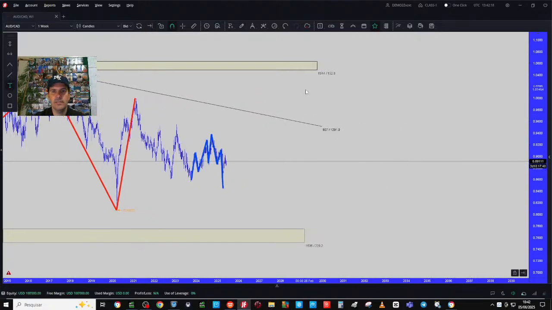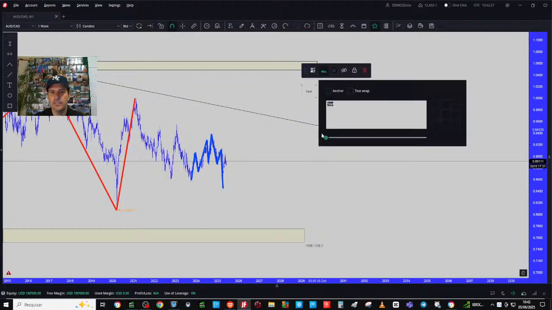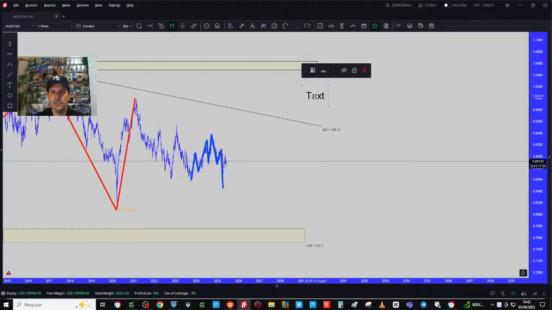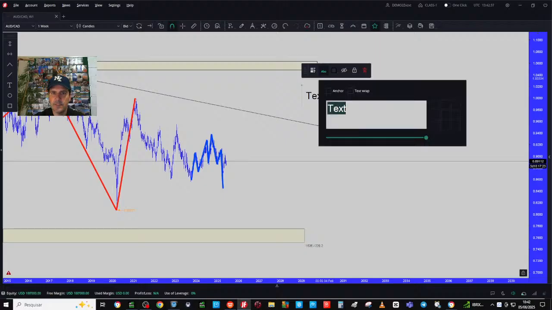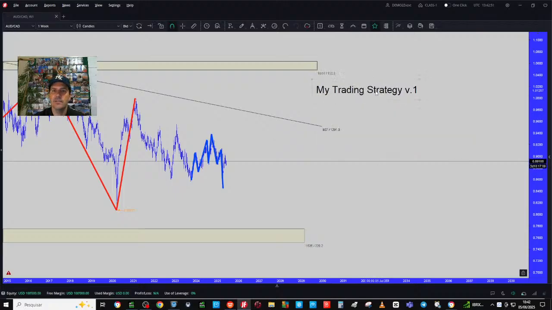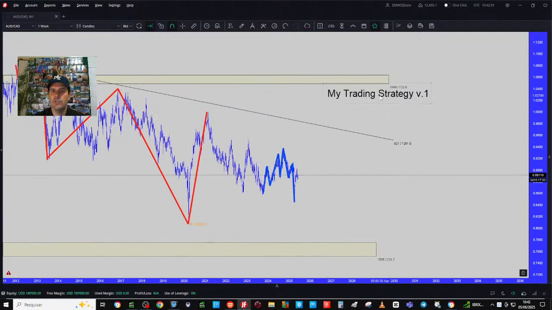Now I'm going to give a few examples, and you need to find your own way. Make sense, everybody? Like text, making bigger text. Okay, so I'm going to write in that this is my trading strategy, version 0.1, because through the course you're going to learn more and more things, everybody. So it's going to evolve, right? Okay, my trading strategy.